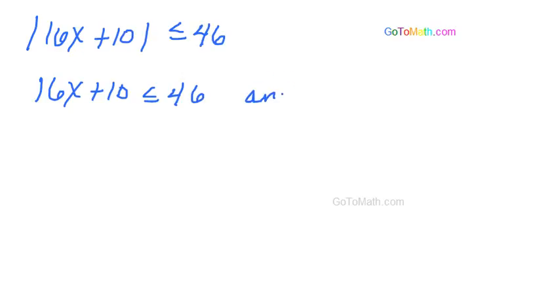Remember, this is an AND, because it is pointing to the left. And when we think of AND, I didn't mention this in the last problem, you should think of intersection. It's where the two intervals intersect. Let's rewrite that over here now. We got 16x plus 10, but this time remember we flip the inequality, and make that a negative 46.